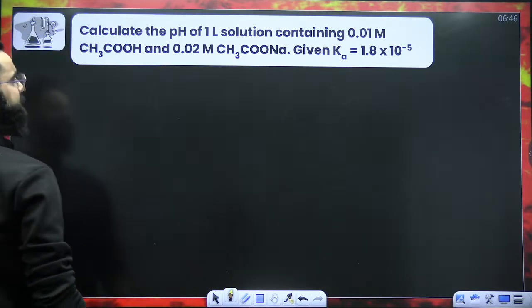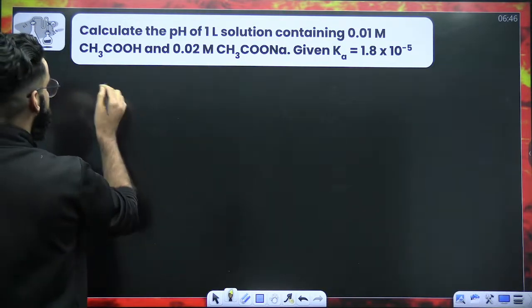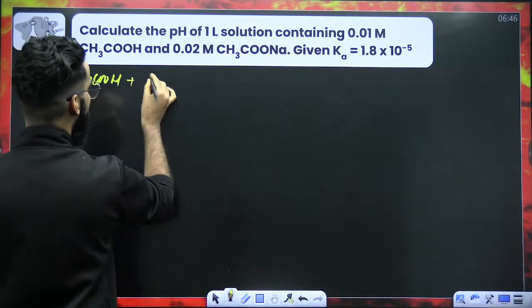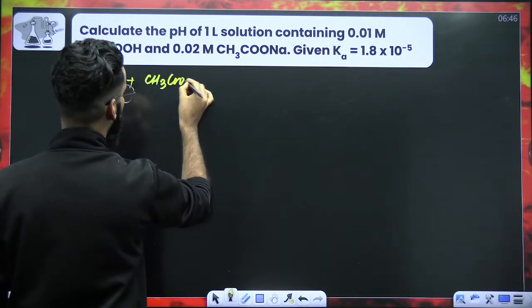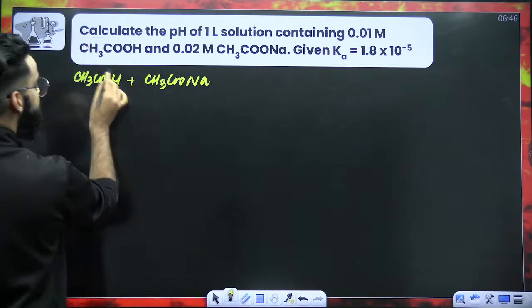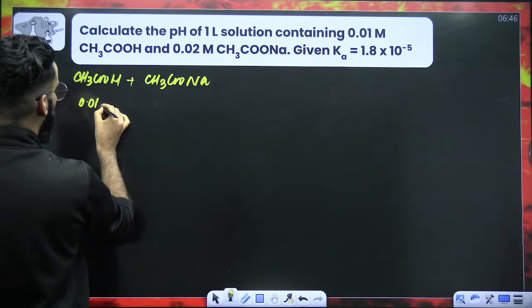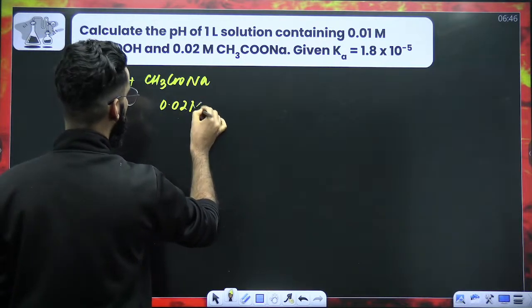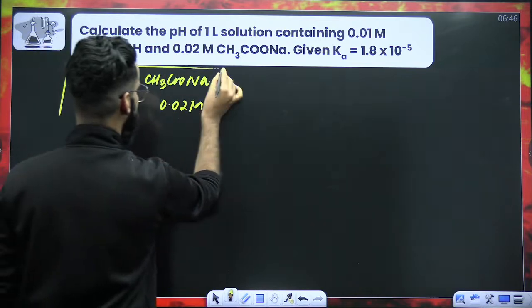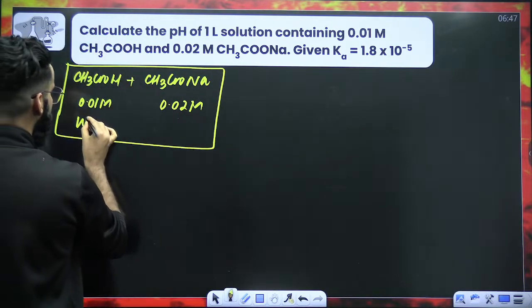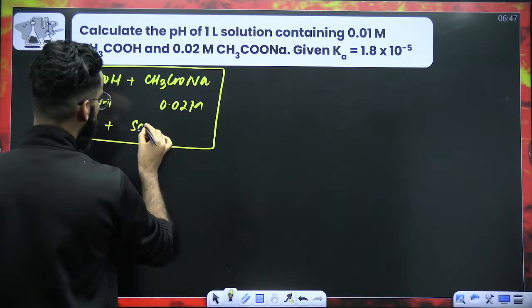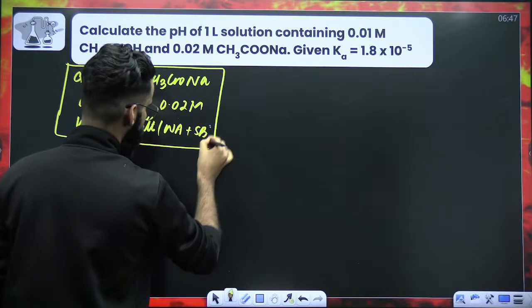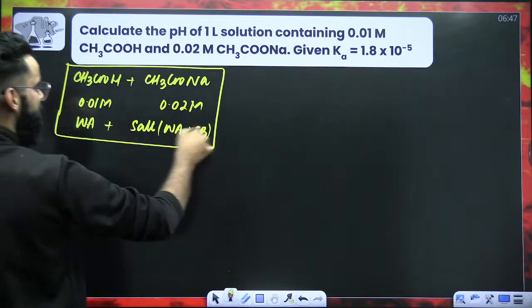Calculate the pH of a 1 liter solution containing 0.01 molar CH3COOH. So basically in the container you have got CH3COOH and CH3COONa. The concentration of CH3COOH is 0.01 molar. The concentration of CH3COONa is 0.02 molar. So in this particular container, what do we have? We have got a weak acid and the salt of the same weak acid with a strong base. So should I say that we have got an acidic buffer in the solution?